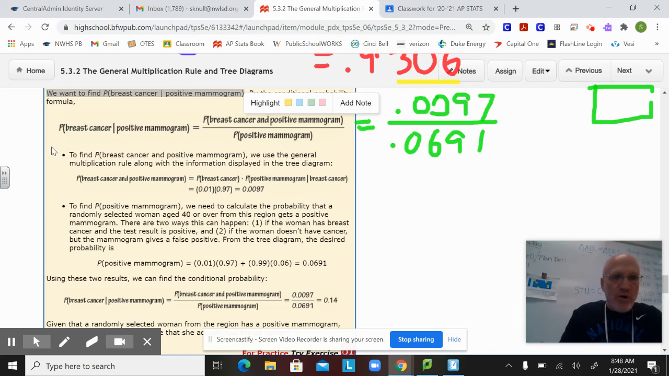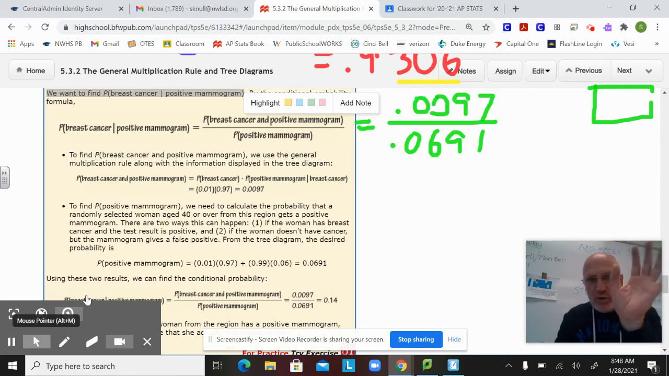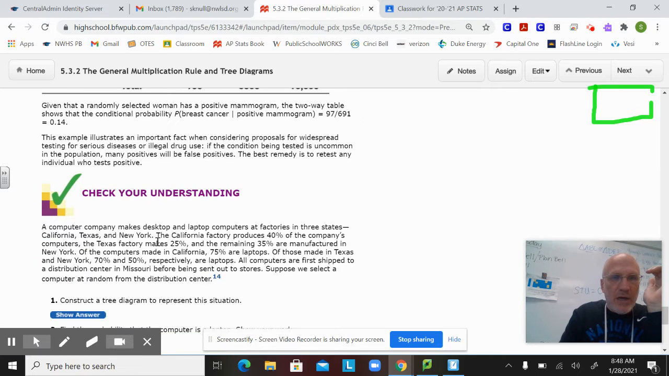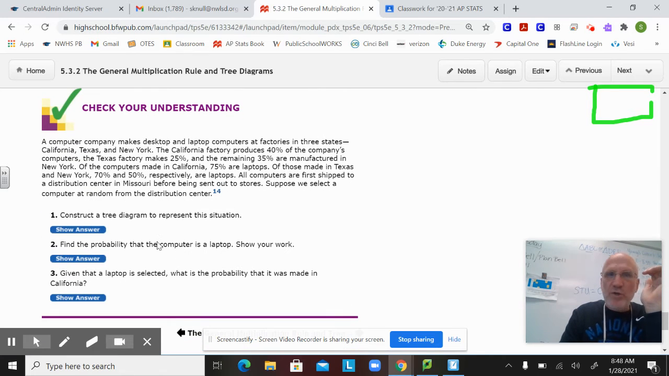Okay, now I want to do the check understanding with you. I have a SMART Notebook open, so it's going to be a little easier to do the writing. I've already got it set up here. So let me scroll down here. Okay, here it is. All right, so we're going to do this together.